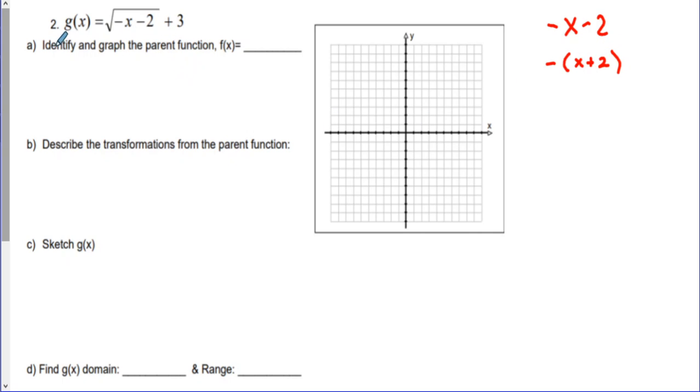So if I start off by identifying the parent function, again, if I get rid of the minus sign, the -2 and the +3, all I'm left with is the square root of x, okay? If I want to graph the square root of x, we have to be careful because there are values that I am not allowed to plug in to a radical, and those numbers are negatives, right? So when I start this list, I'm not going to start at -2, because I can't square root -2 and put it on a graph. I'm going to start at 0, okay?